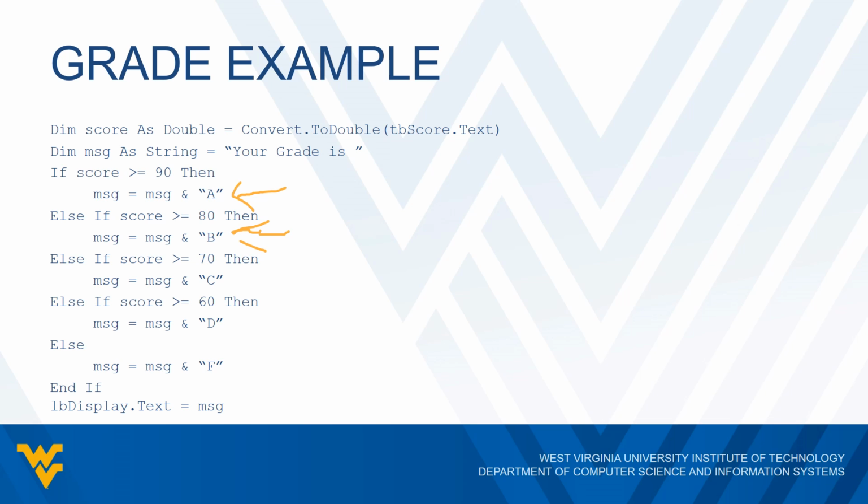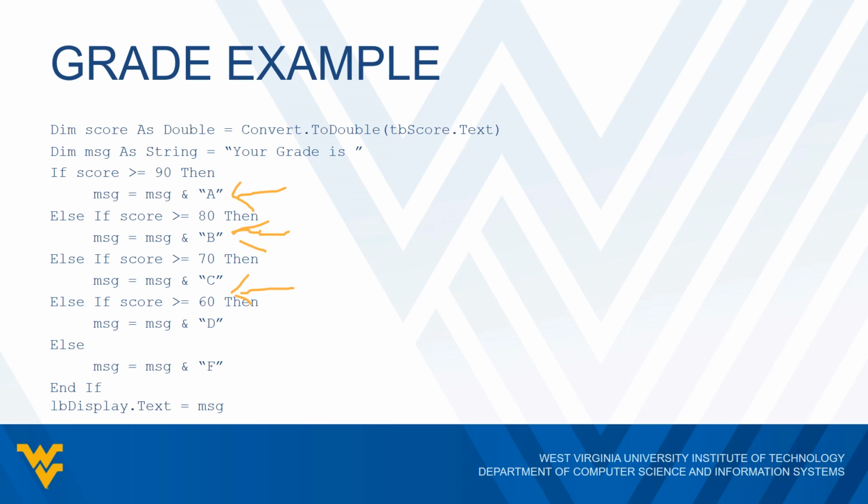Now, if this is not true, we would go to the next condition. So we would do else if and check to see if score is greater than or equal to 70. If that is true, then we're going to execute this line right here, where we would concatenate a C to the end of "your grade is". So that means it would say your grade is C. Then we move down to the end and store that in our text for our label.